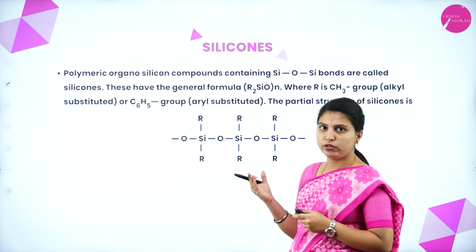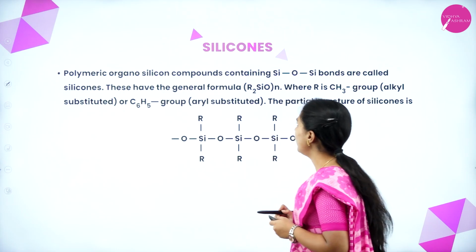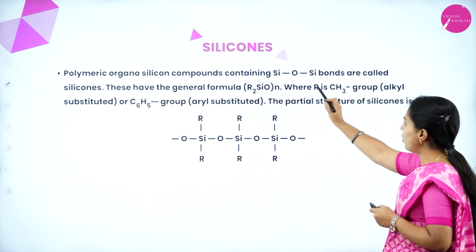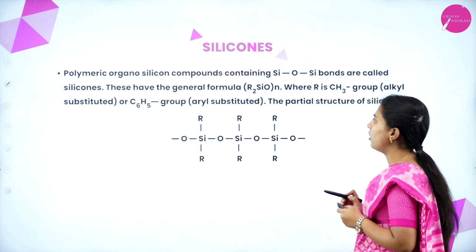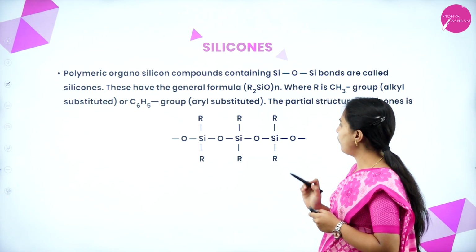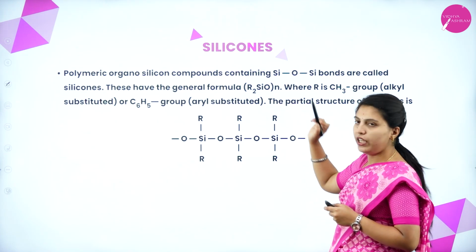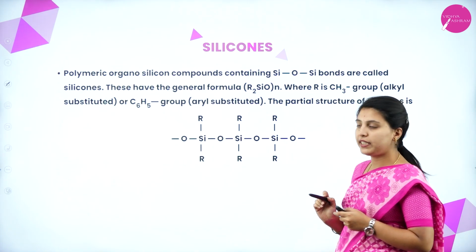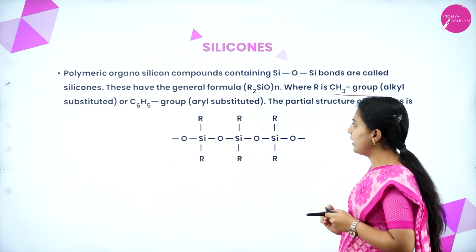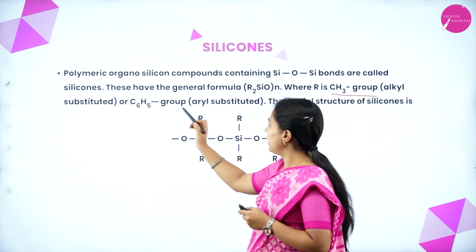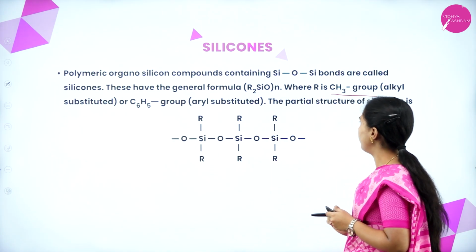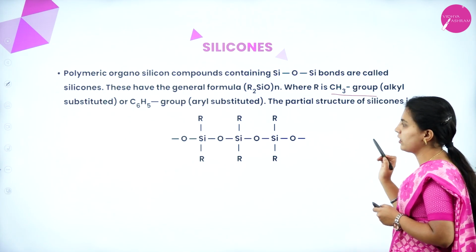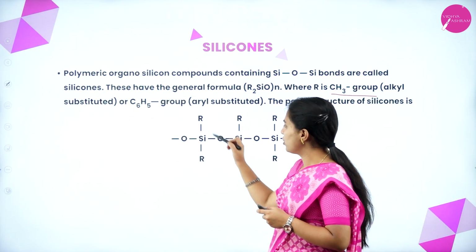Next, silicones. Polymeric organosilicon compounds containing silicon-oxygen bonds are called silicones. They have the general formula R2SiO, where R is a CH3 group, that is a methyl group, or an alkyl or aryl substituent. The partial structure of silicones is this one, R2SiO.